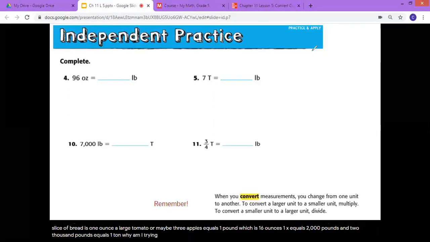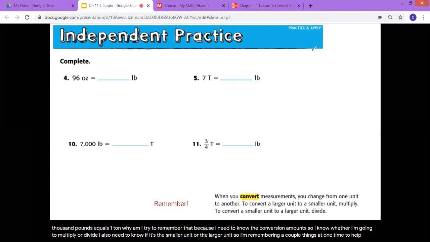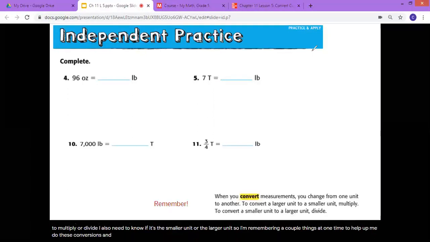Why am I trying to remember that? Because I need to know the conversion amounts so I know whether I'm going to multiply or divide. I also need to know if it's the smaller unit or the larger unit. So I'm remembering a couple things at one time to help me do these conversions. And so here comes my drawing again.